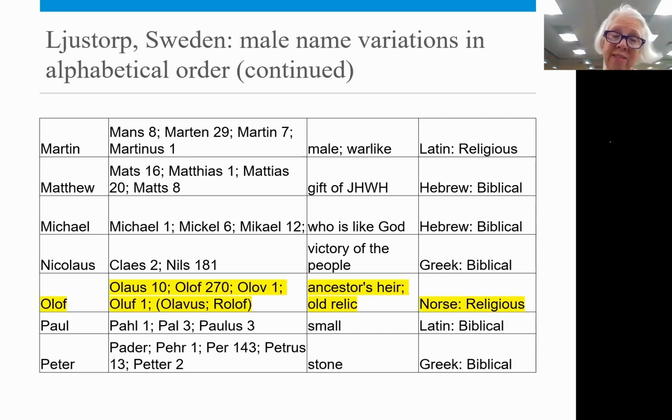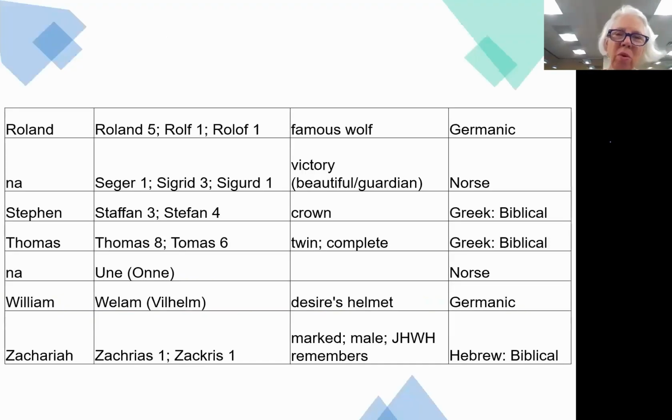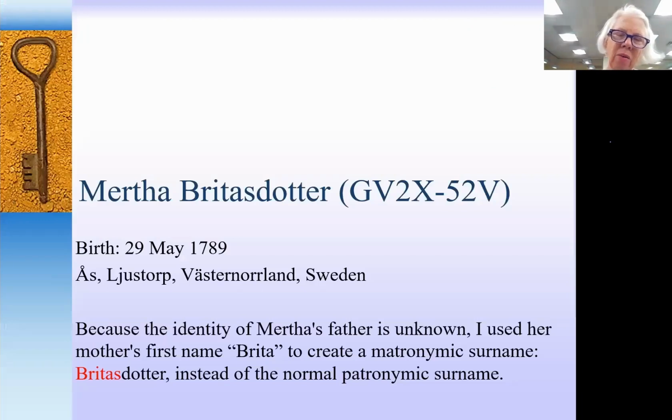That's why I highlighted it in yellow. And there's Olas, Olaf, Oluf. And I found one Roluf, but I think it's related to a different name. I wasn't going to read all those, but they're all interesting to me. There's Roland with Roluf. And so you can see these various name patterns.